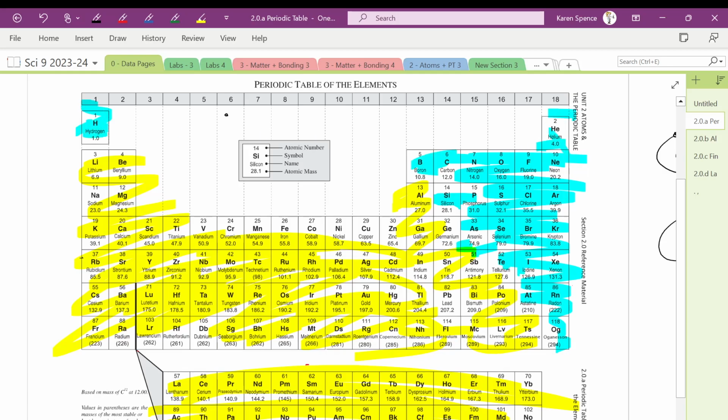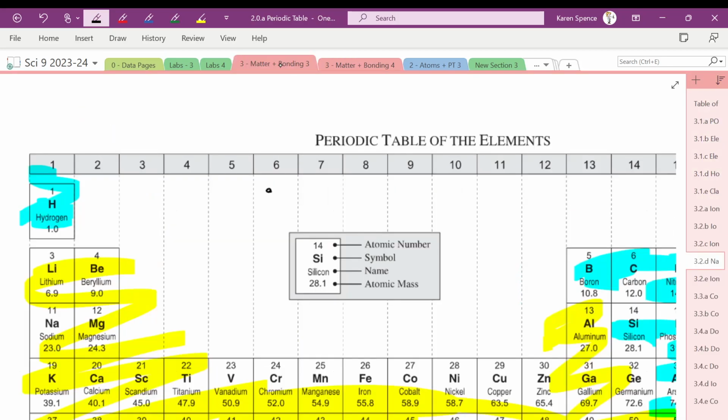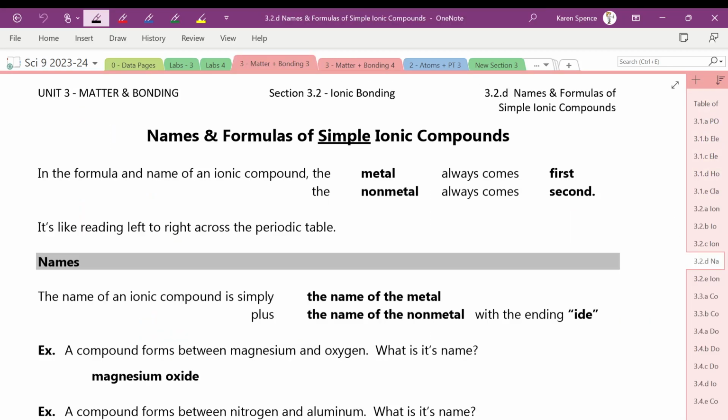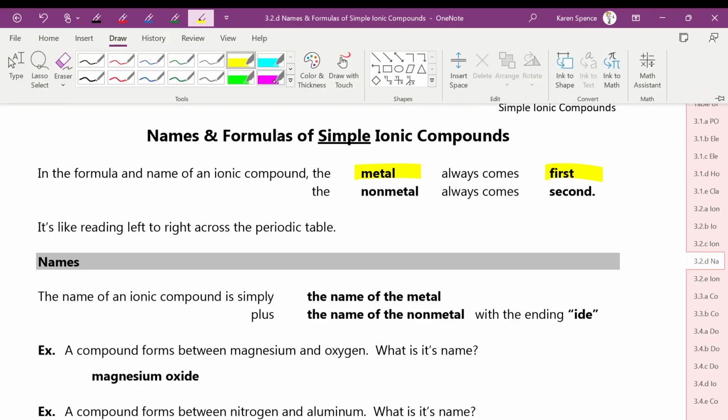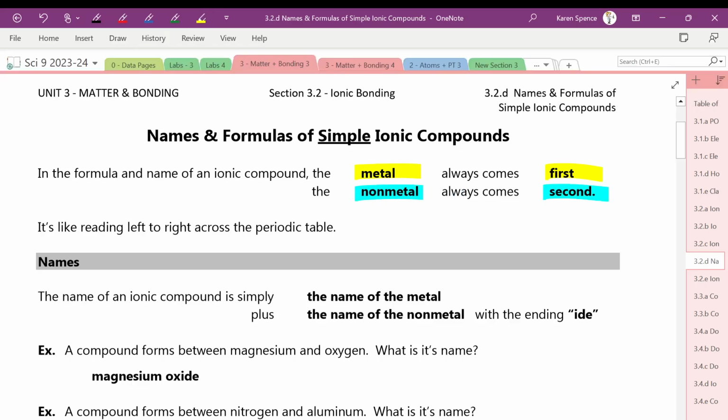Okay. When we write the formula for an ionic compound, can you guess which one goes on the left and which one goes on the right? Does the metal go on the left or does the metal go on the right? The metal goes on the left, just like on the periodic table. The metals are on the left on the periodic table. The metals come first on the periodic table. When you're writing the name of a compound, the metal always comes first. So the metal comes first and the non-metal always comes second.